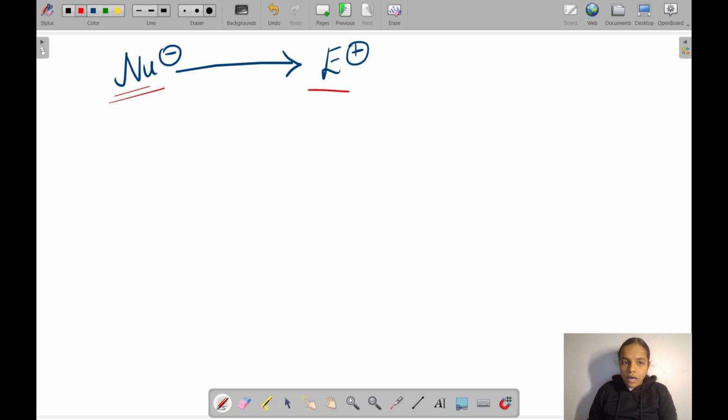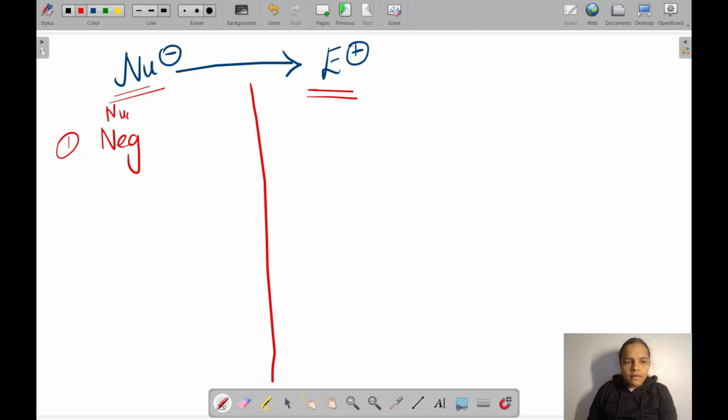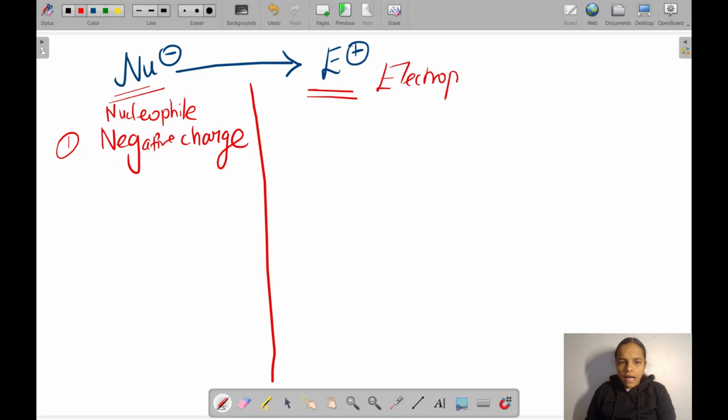So now we have to learn how to identify the nucleophile and electrophile. So this has a negative charge because this is electron rich, and this has a positive charge because this is electron poor. And so the first way to identify it is the nucleophile has a negative charge, and the electrophile has a positive charge.